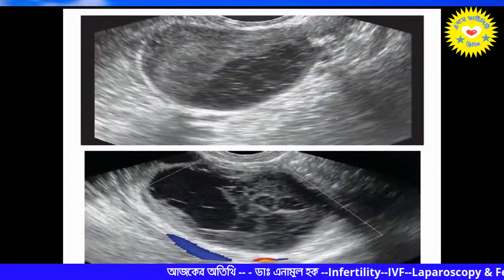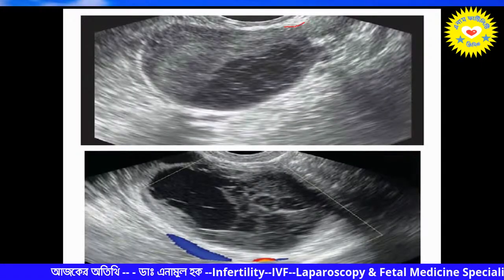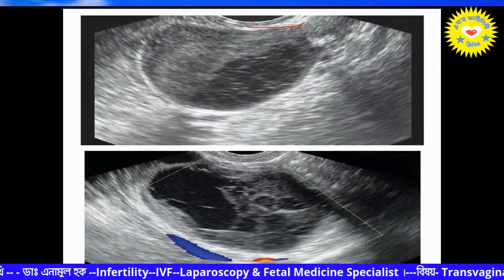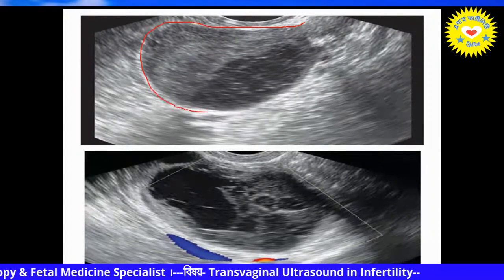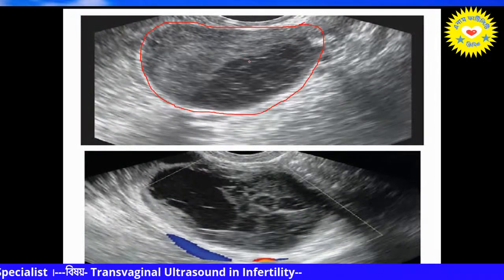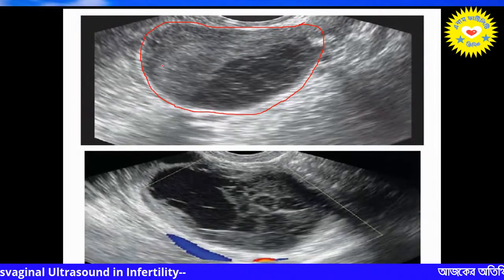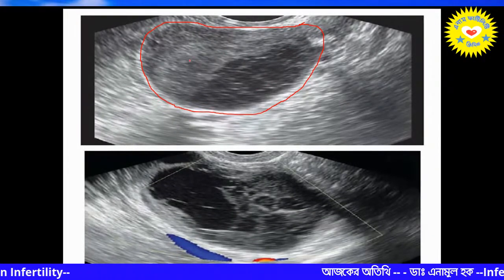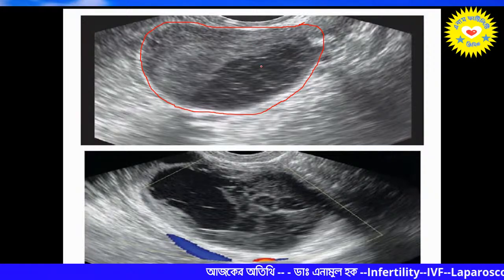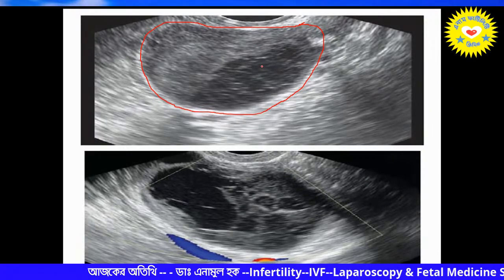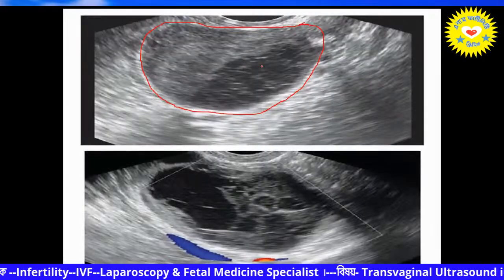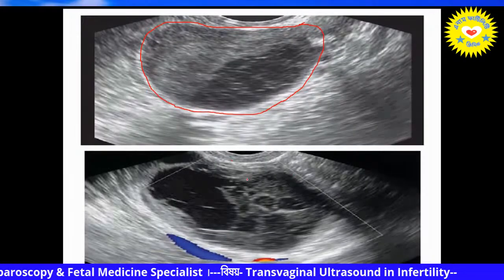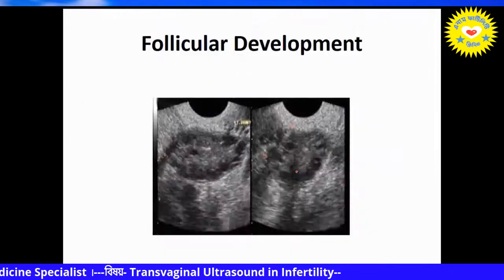And here you see a mixed echogenic structure that looks like a chocolate cyst, but when you get this type of picture, anechoic and echogenic structure, this is suggestive of a corpus luteum cyst. And if you do color Doppler, you will find abundant vascularity within the mass. So this is the corpus luteum cyst.